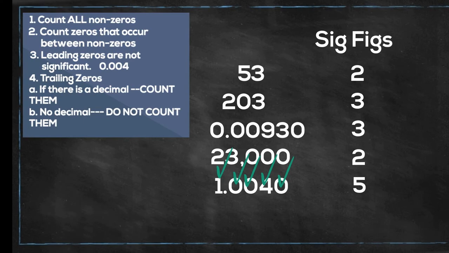And the last example, this one looks pretty straightforward, but can be a little tricky. You have 90, so you have a non-zero, the 9. And you have a trailing 0, but notice there is no decimal, so you will only count the 9. So you only have 1 significant figure.